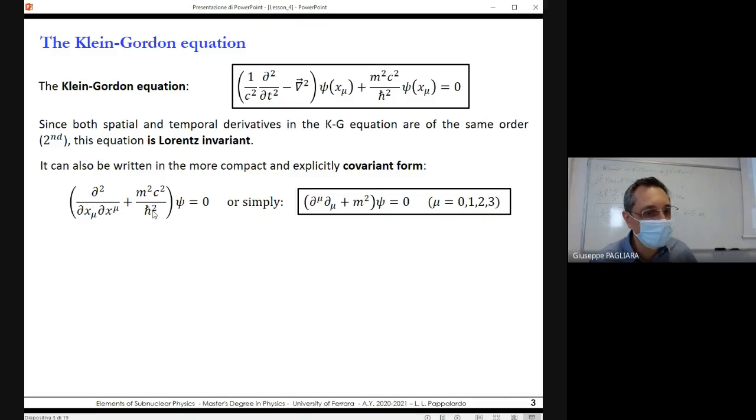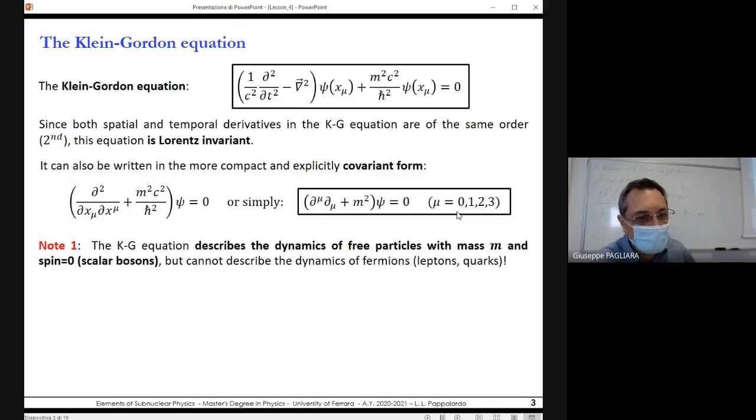We put the mass term inside here, and we can write this in an even more compact way using this notation here. So the second derivative we can also write as d mu, with indices in the upper and the lower position. And this is the Klein-Gordon equation in a covariant form, where the mu index, of course, spans from 0 to 3. Okay? So now, a few comments about this equation.